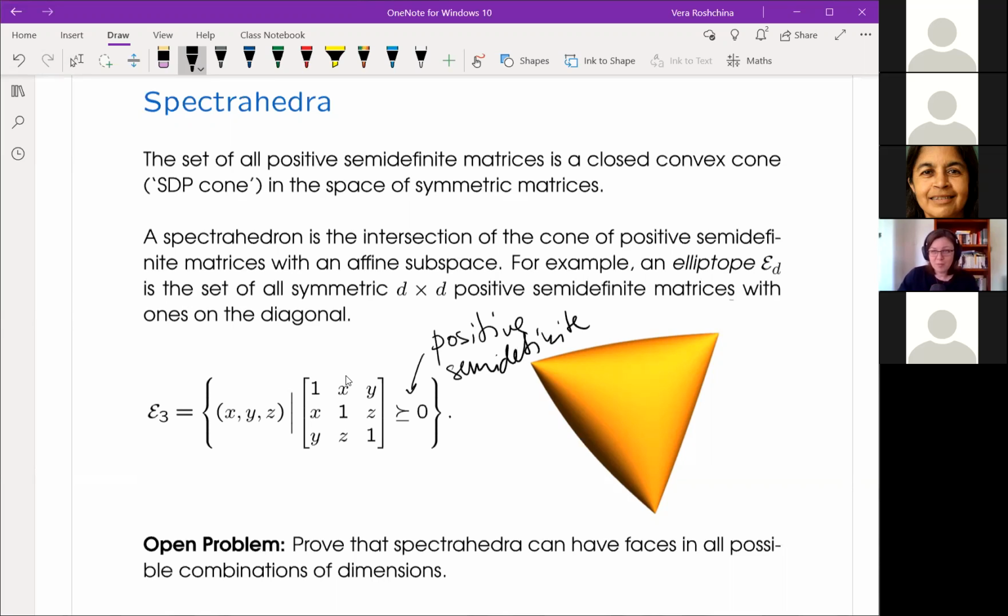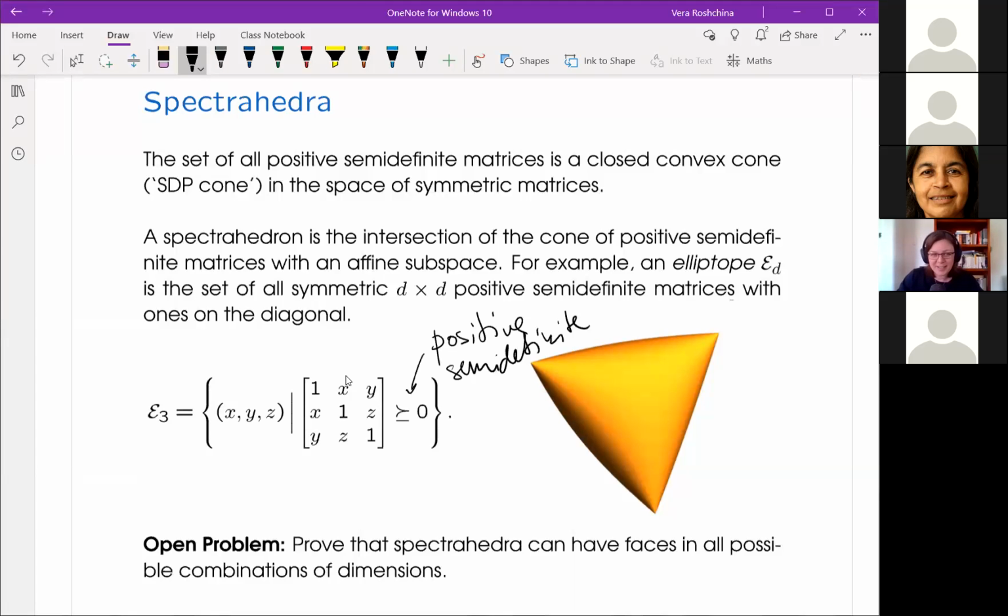And they are extremely important in optimization because the current paradigm for convex optimization is that if I cannot formulate my problem as a linear programming problem, the next thing I'm going to try is semi-definite programming. And semi-definite programming has a linear objective function and a spectrahedron as the feasible set. So it's the second best thing after polytopes, and semi-definite programming is the second best thing after linear programming.